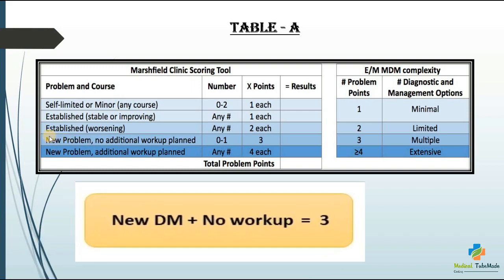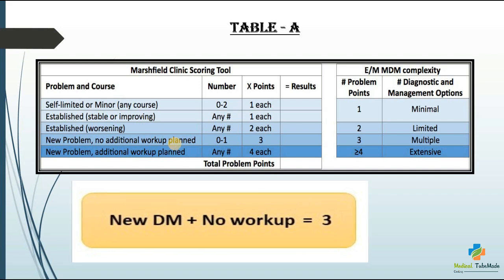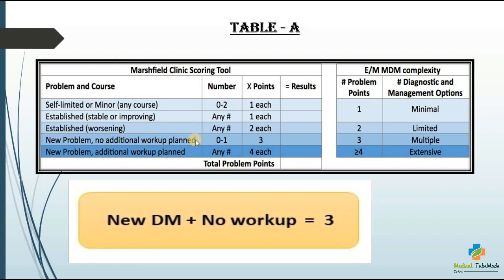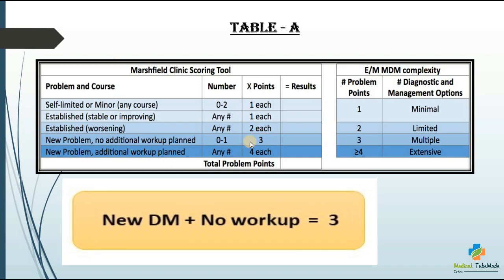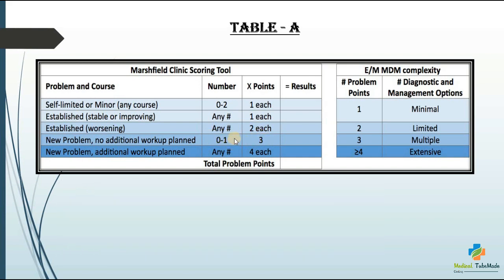Then the next one is new problem with no additional workup plan. So the patient came for a new problem for the physician, and for that problem the doctor has not planned any workup, like lab order, any injection or radiology order. So these are the workup things. Okay, so the patient came for a new problem with no additional workup, means you can take 3 points. Here you can see 0 to 1. 0 to 1 means you can take maximum 1 only.